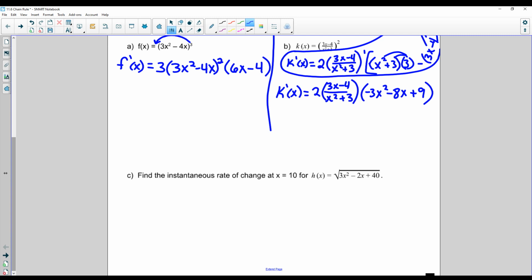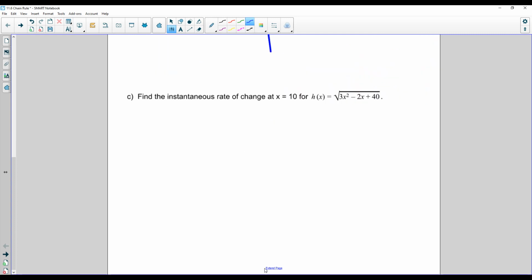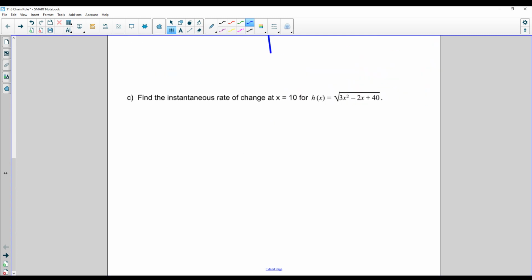All right, let's get to this last one. Extend my screen a little bit here. There we go. Okay. All right, so the last question here is find the instantaneous rate of change. As soon as you see instantaneous rate of change or find the rate of change at one point, boom, derivative. So find the instantaneous rate of change. That means do the derivative at x equals 10 for h of x equals this right here.